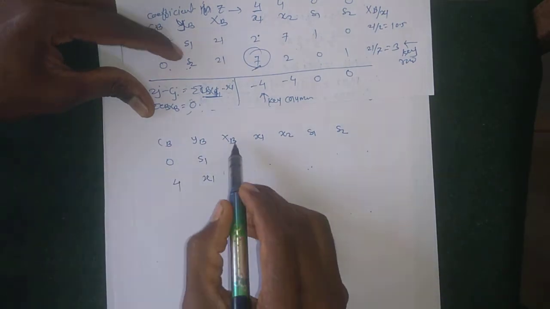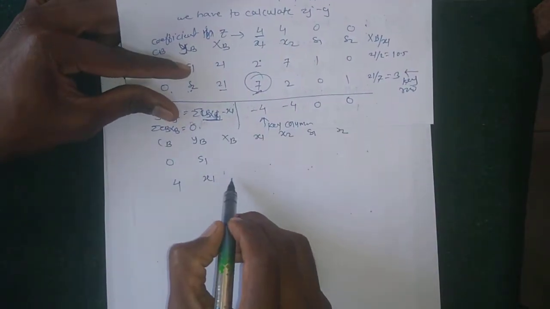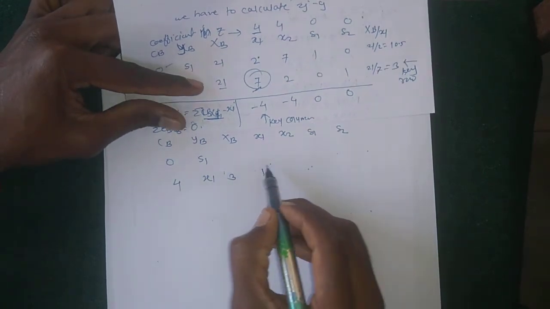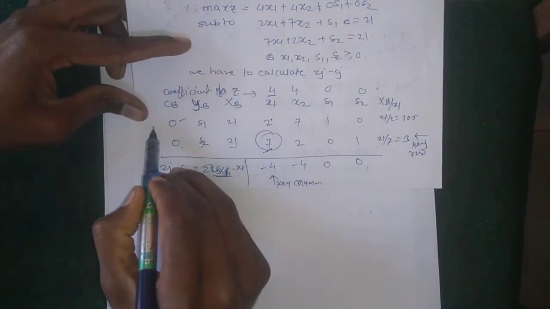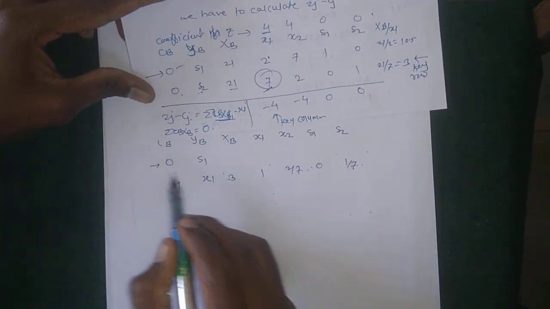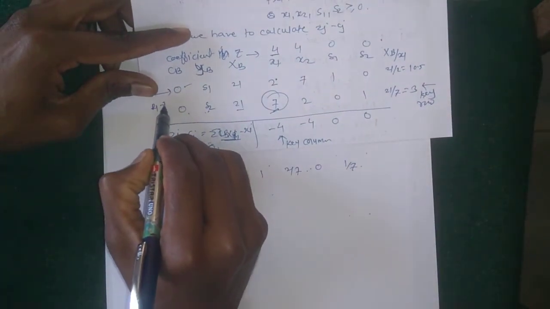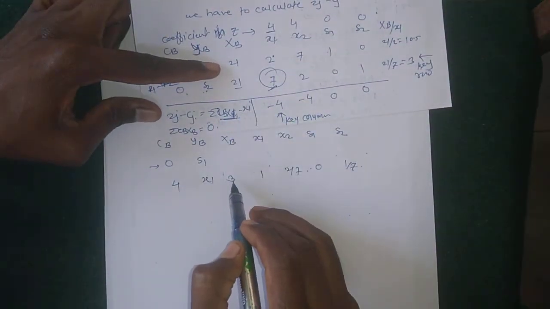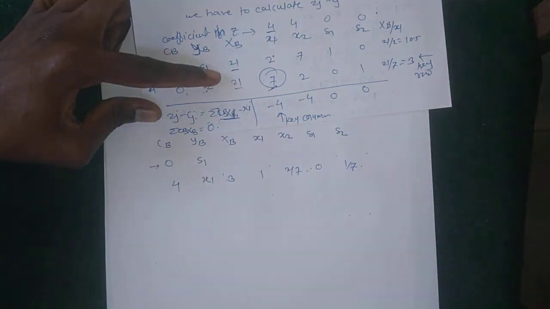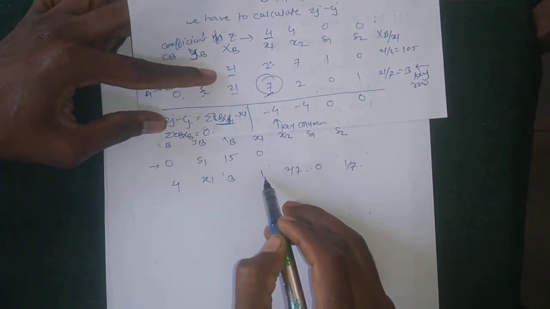So we divide here 21 by 7. 21 by 7 is 3, 7 by 7 is 1, 2 by 7, 0, 1 by 7. Here the operation is R1 minus 2R2. So 21 minus 6 is equal to 15. Then 2 minus 2 into 1 is equal to 0.